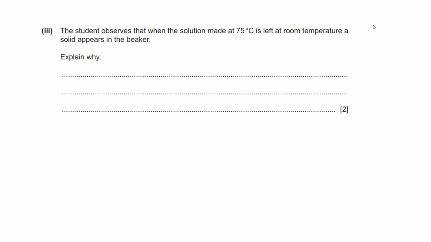So as the solution is left at room temperature from 75 degrees centigrade, the temperature will decrease. And as the temperature decreases, the solubility limit will decrease. That is the reason why some of the potassium nitrate, which has already been dissolved in the solution, becomes undissolved and settles down as a solid, or precipitates down.